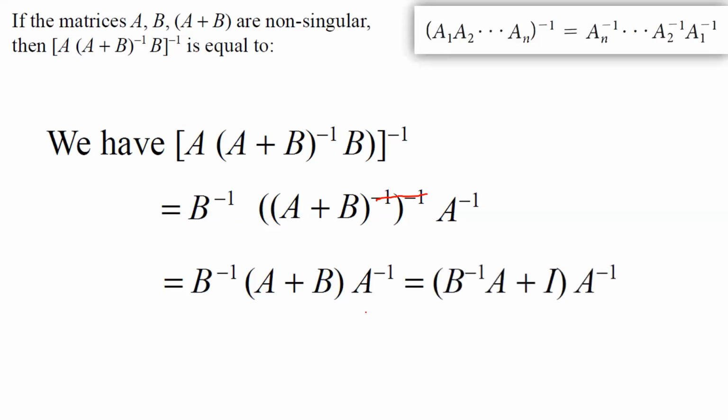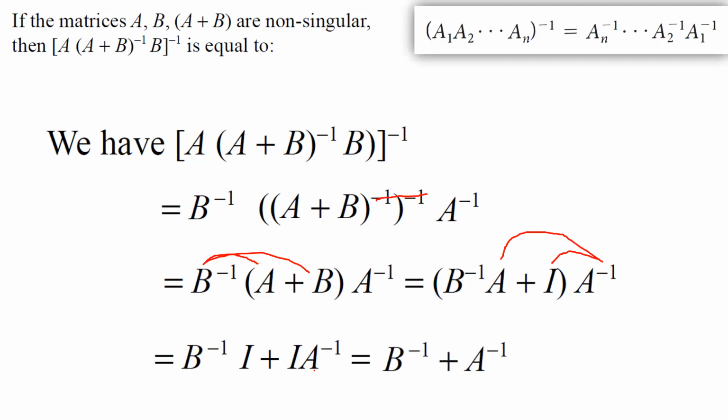Now, if you distribute the B inverse into the parentheses, you get B inverse times A plus B inverse multiplied by B, which is the identity matrix, and you copy down the inverse of A on the right. Then you distribute the inverse of A to the parentheses, and you get B inverse, A times A inverse, which is identity, plus the identity matrix times the inverse of A, which is basically B inverse plus A inverse.